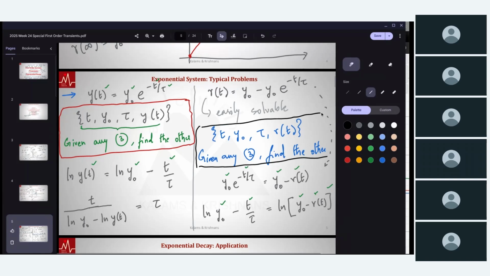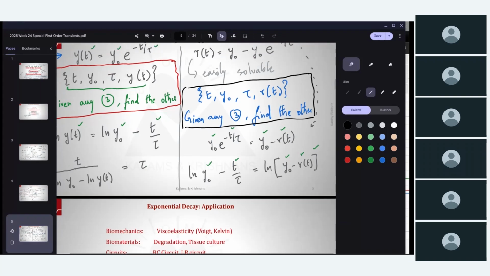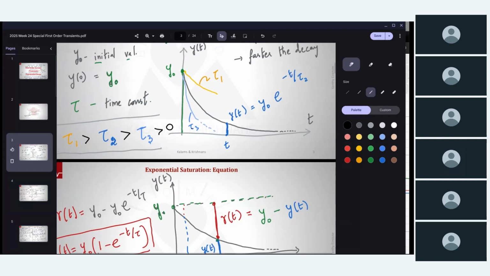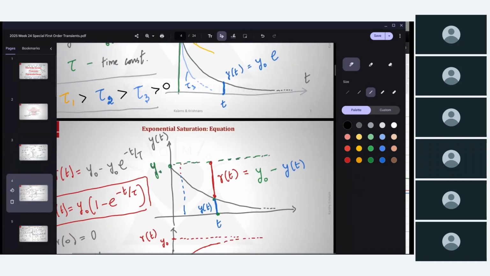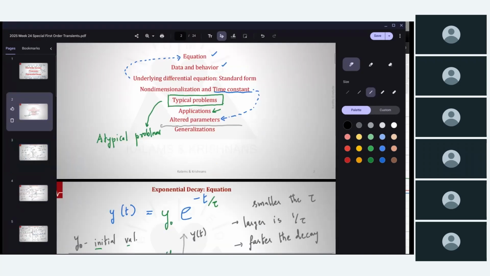Okay, quick question. Can you think of examples of this kind of system, exponential decay or saturation system? In fact, if you think of one of the variables, there is always a related variable that will be a complement. Can you think of this exponential decay in some of the GATE biomedical topics that we have seen?